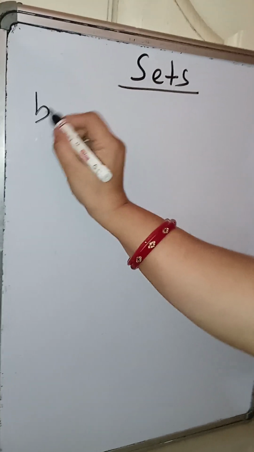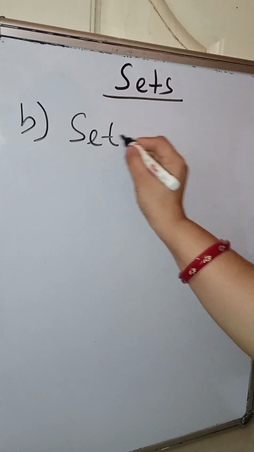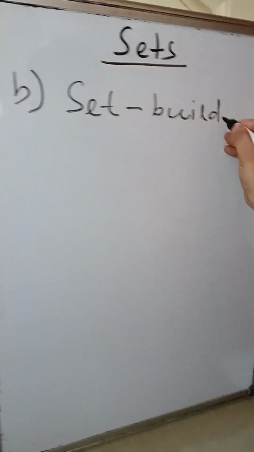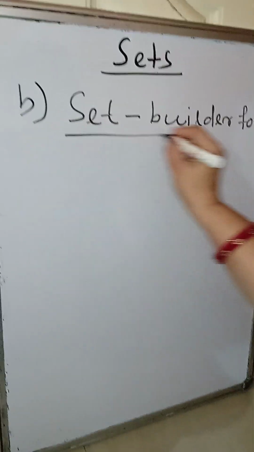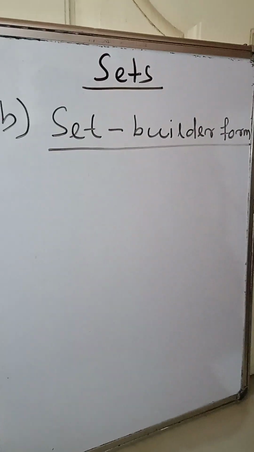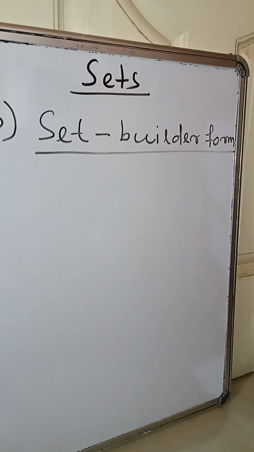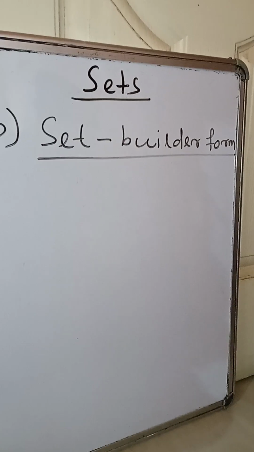Another form of representing a set is set builder form. In set builder form, all the elements of a set possess a single common property which is not possessed by any element outside the set.